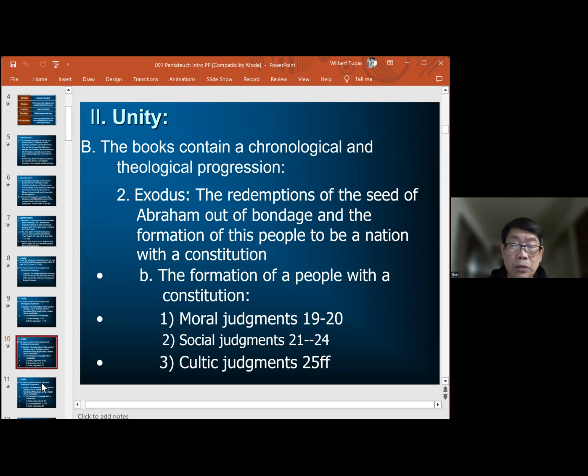So we can also see the formation of the people with the covenant: the moral judgment, chapters 19 to 20, the social judgment, chapters 21 to 24, and the cultic or worship judgment.